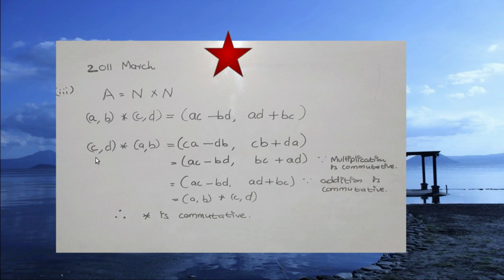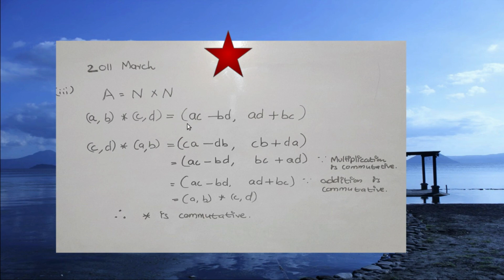Now take (c,d) star (a,b). Here elements are of the form of ordered pairs because A is equal to N cross N. So an element of A is an ordered pair (a,b), and another element is the ordered pair (c,d). Star is said to be commutative if a star b equals b star a. So we have to show that (a,b) star (c,d) equals (c,d) star (a,b).